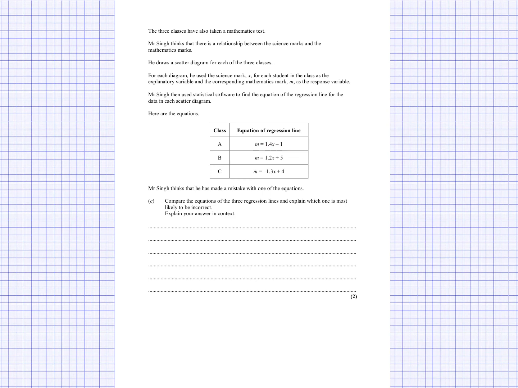So this is okay. The big problem is this one, the negative gradient, and it's different from the other classes, so it's likely to be wrong here. Okay, so it's likely to be wrong here, the -1.3 here. Now, that's what you're going to say. So compare the equation and explain which one is likely to be incorrect. It's going to be this one. And you're going to say also that you have to say in context. So the context is about maths marks and science marks. So think about, okay, is it likely that we would have got negative correlation between them?